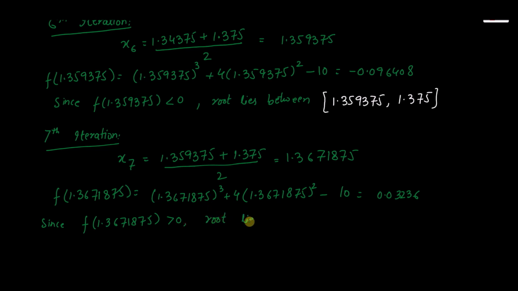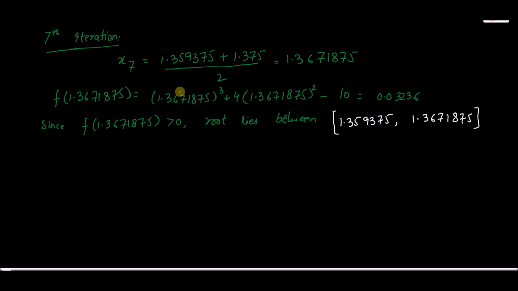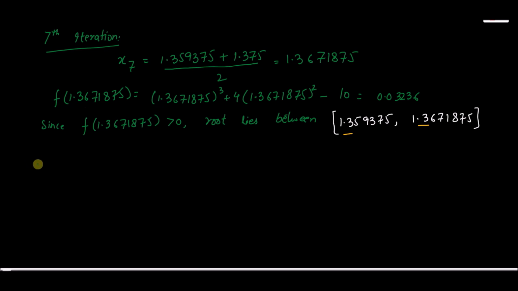So our updated interval is, since this is positive, we need to update on the positive side and the negative side would remain the same, that is 1.359375, and we are going to update our positive side with 1.3671875. Now if we look at this, we still have accuracy to 1 decimal place, so we need to go for more iterations. So let's proceed to the 8th iteration.